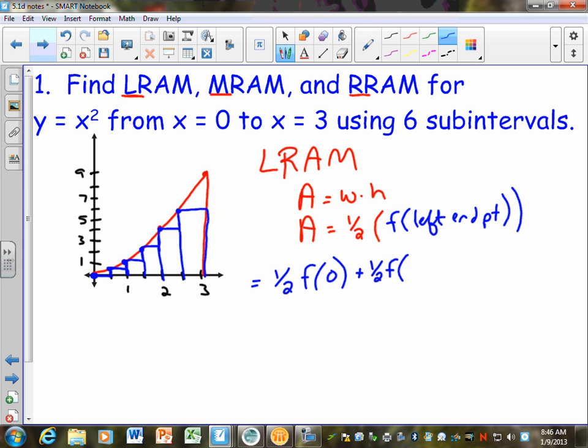And I'm just really going to go in a row here. You agree that it's going to be 0, and then the next one's going to be 1/2, and then 1, and I'm just going to keep going until I get my 6 rectangles. You follow me on that, like we did yesterday? Oh, this 5/2.